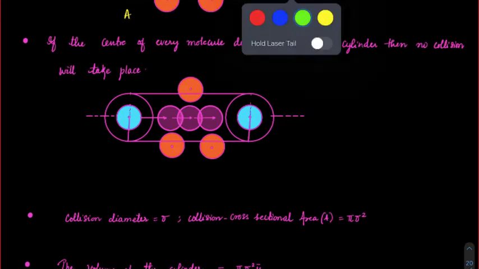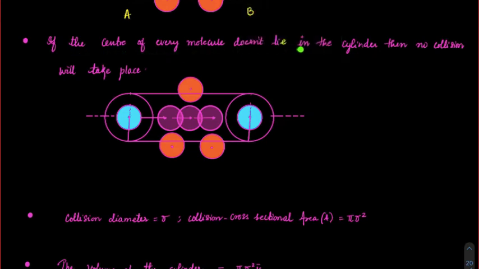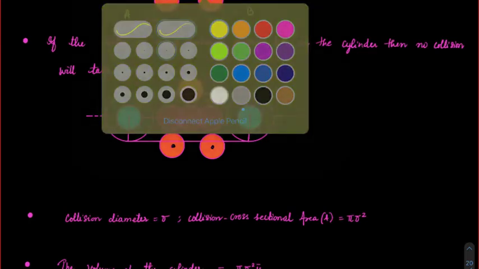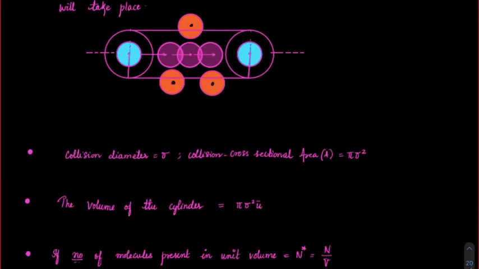And second thing, as I said, if the center of a molecule does not lie in the cylinder, then there won't be any collision taking place. Like this, you can see the center is now shifted to this point. This is their center. The center is outside the cylinder, so definitely there won't be any collision. So the moving reference particle does not touch them. That way I'm trying to analyze how many such collisions can happen.